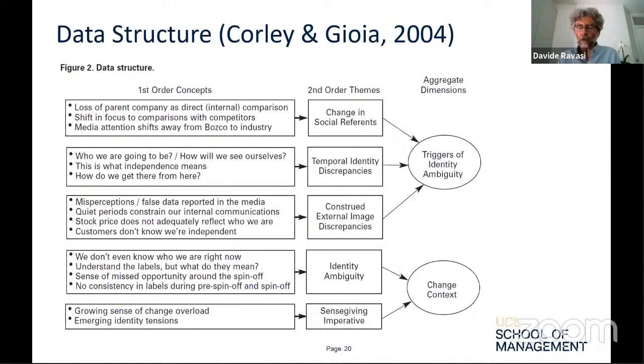So you see how the data structure, and the coding process that leads to this data structure, is an attempt to capture in increasingly parsimonious, increasingly abstract terms, your empirical observations.